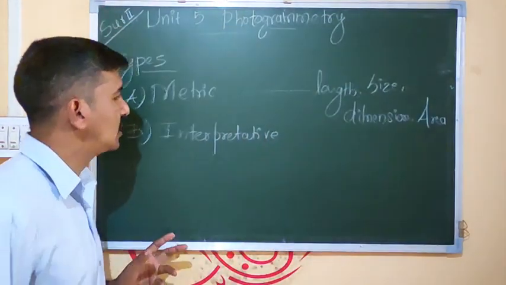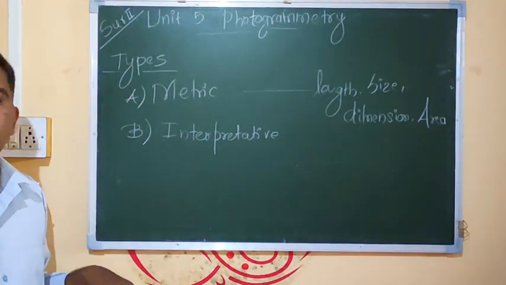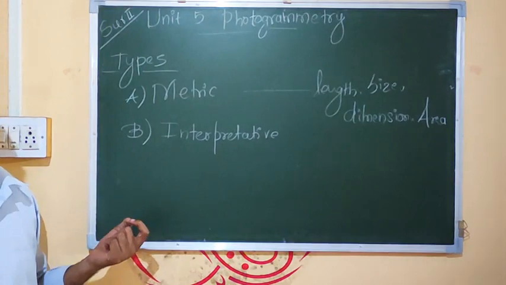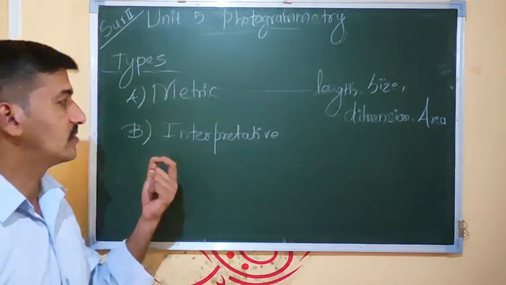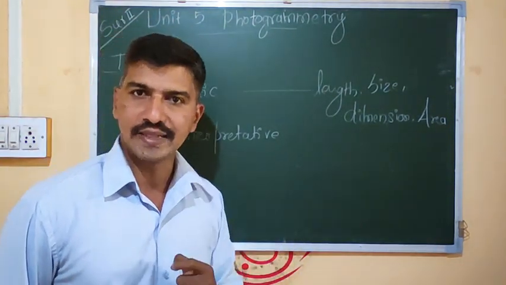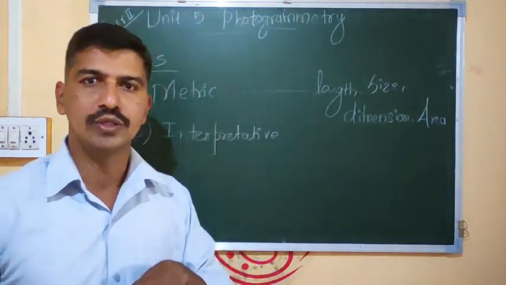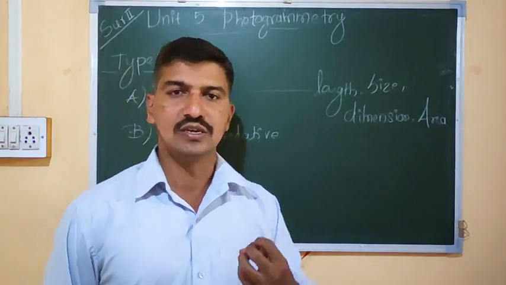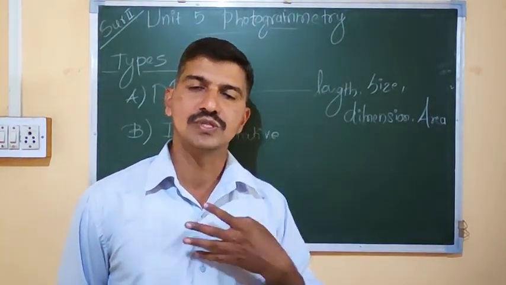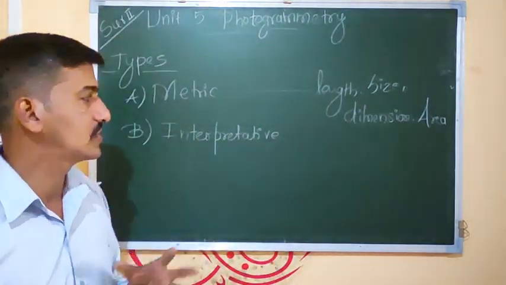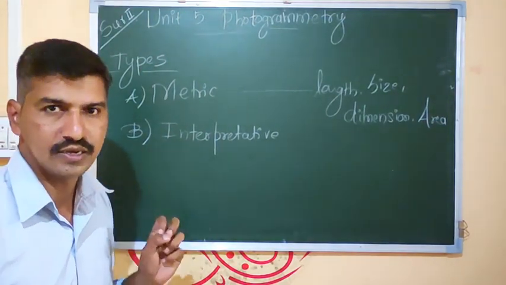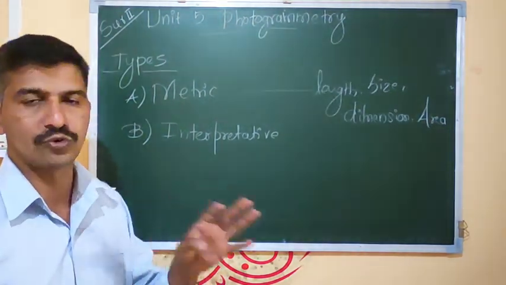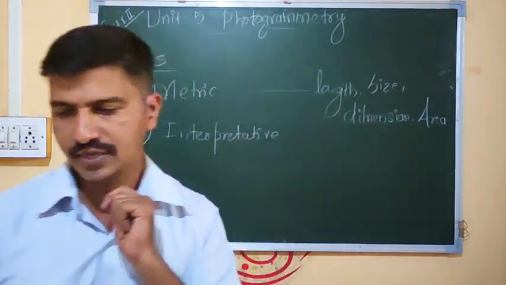Most of the time, interpretative photogrammetry is used for identifying any kind of objects that are there on the topography, whether it is a hill, a valley, or a forest area. These kinds of topics can be studied under interpretative photogrammetry. Understood, second year?